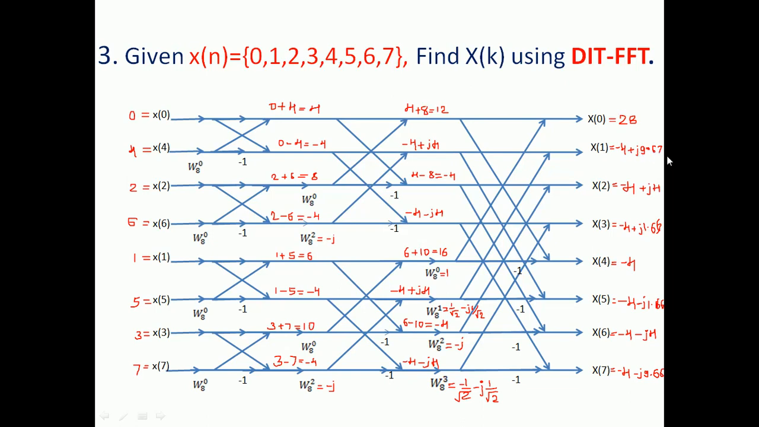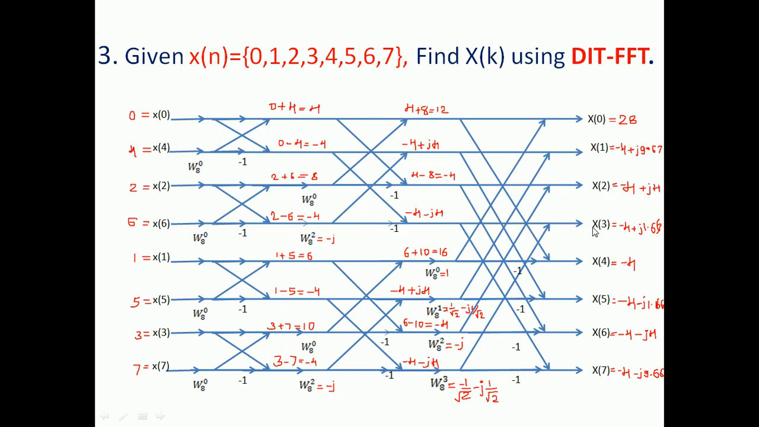Use your calculator, put these values. This minus 4 plus j4 is added with what? Multiplication of minus 4 plus j4 into 1 upon root 2 minus j upon root 2. So when you do this computation using the calculator, you will get minus 4 plus j 9.67. So at this point, you have minus 4 and here it is plus j4. So minus 4 plus j4.